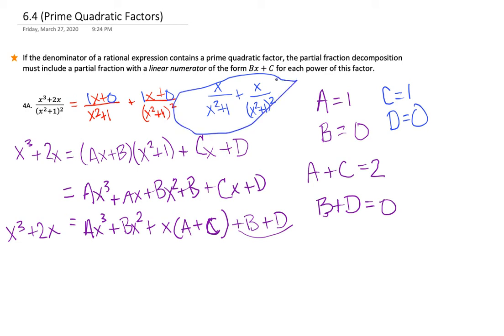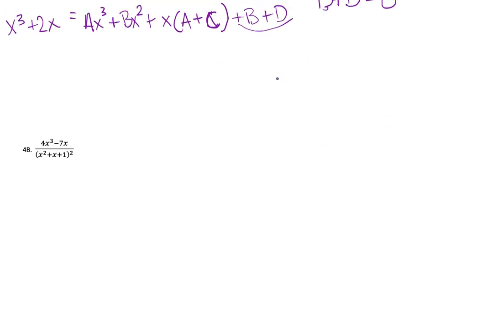I really don't know why circling is such an issue on this thing. Let's do one more to make sure we got it. My denominators, my x squared plus x plus 1, there's nothing I can do. So that is going to be my denominator, x squared plus x plus 1. And then my next one is going to be x squared plus x plus 1 squared. And because it's a quadratic on bottom, I have to have ax plus b and cx plus d.